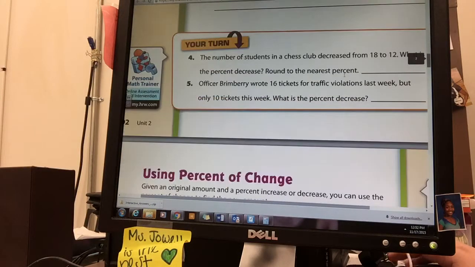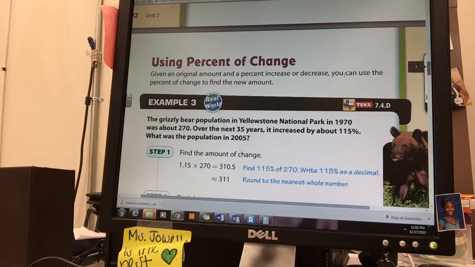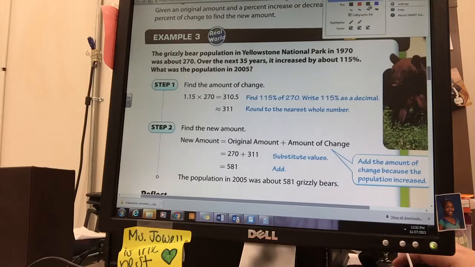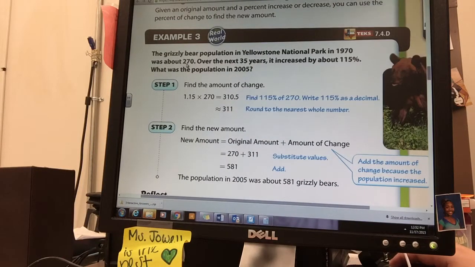Using the percent of change. So the grizzly bear population in Yellowstone National Park in 1970 was about 270. So in 1970, it was 270. Over the next 35 years, it increased by 115%. Increase. Now that's going to be important. What is the population in 2005? So we started out with 270.